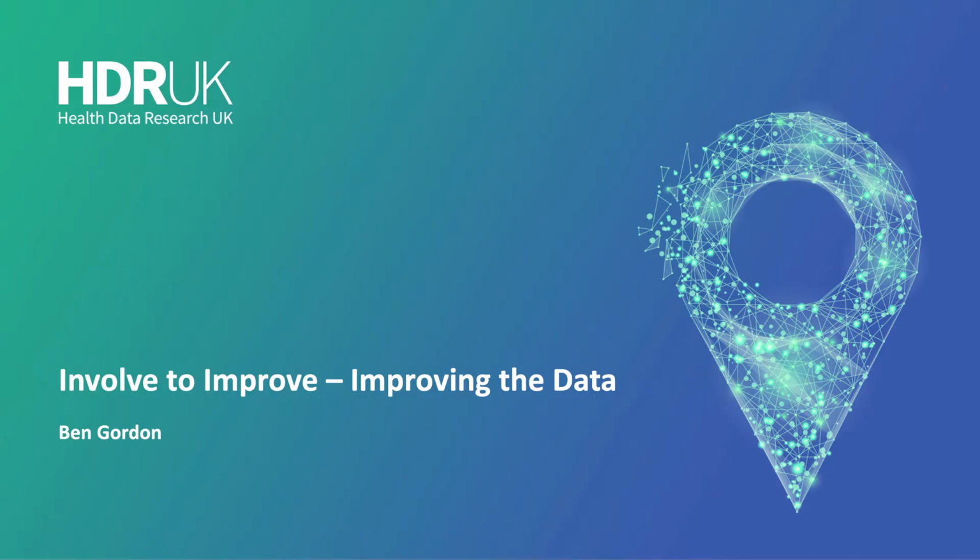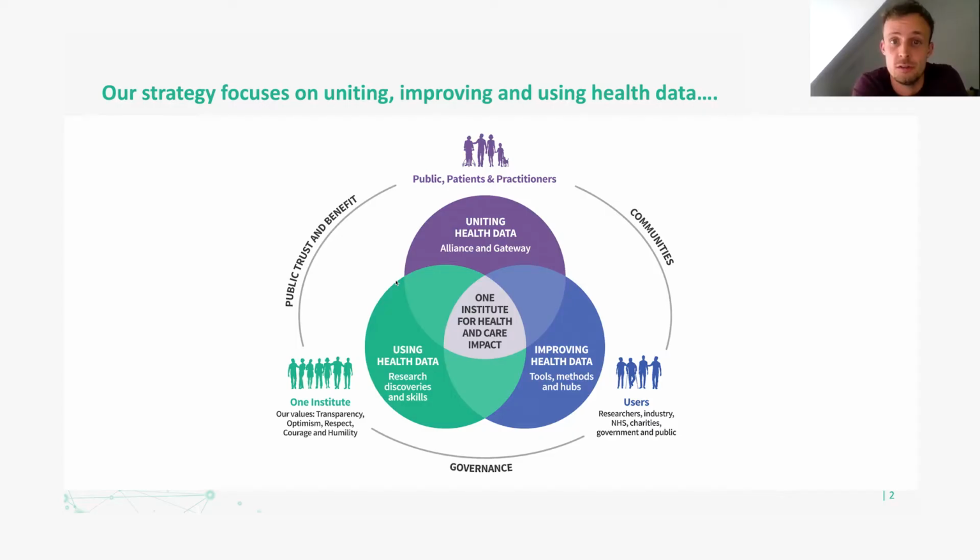Hi everyone, I'm Ben Gordon. As Ben Johnson's just said, I'm an Executive Director at HDR UK, and my role is overseeing our strategy area for improving the data. So essentially making the data that researchers use more useful and impactful for research. And you'll see in this diagram here that improving data is one of our three strategy areas, alongside uniting data, so bringing that together, and then using it for research and innovation. And you'll hear more about uniting and using from my colleagues David and Melissa shortly.